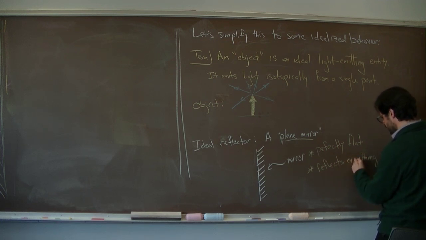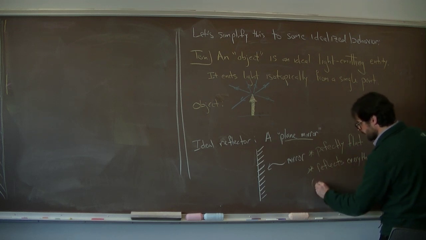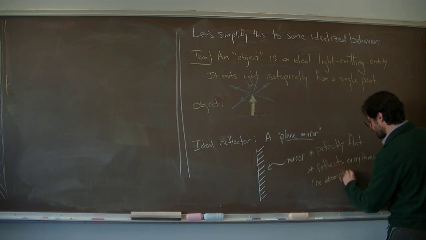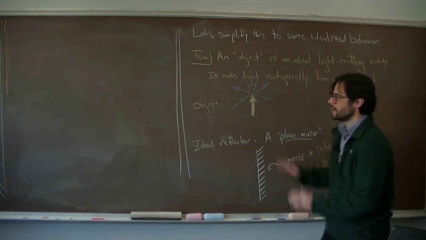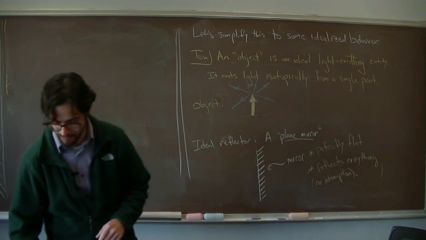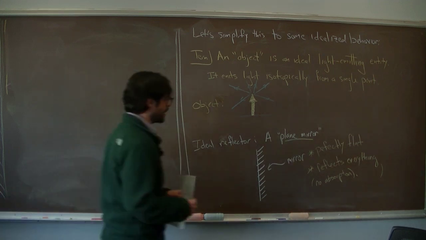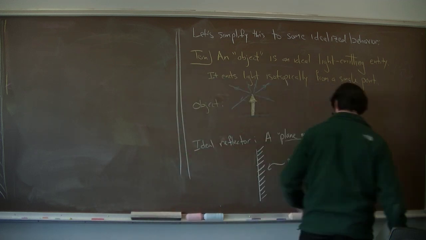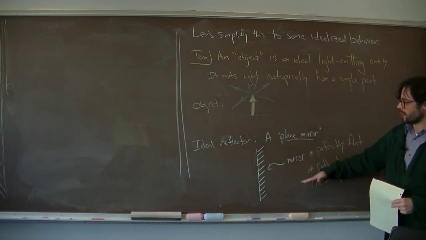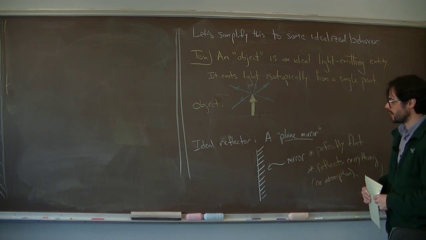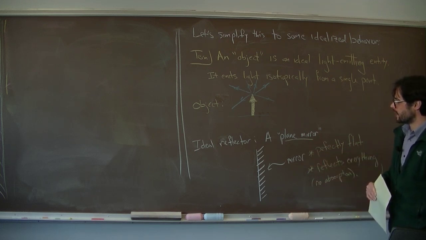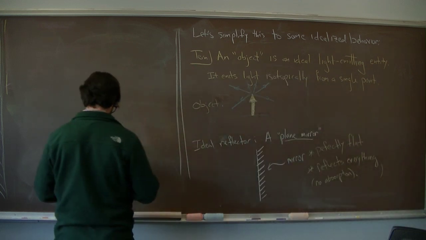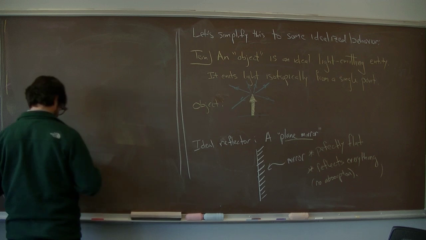Or stated otherwise, no absorption. Okay, so these are kind of the basic elements of geometric optics. We'll add a couple more, but objects and idealized things, we'll start with plane mirrors. We'll add spherical mirrors. You won't do anything more exciting than that. And then spherical lenses.